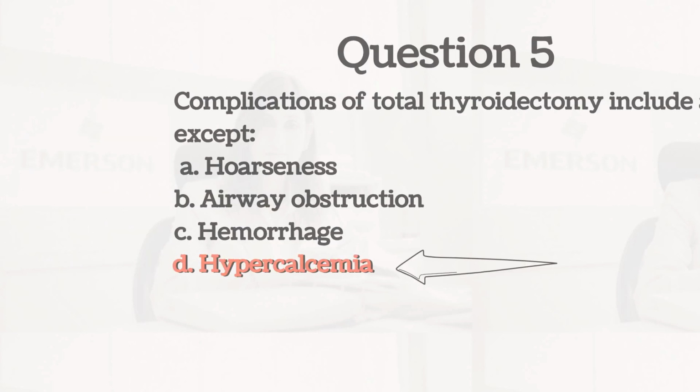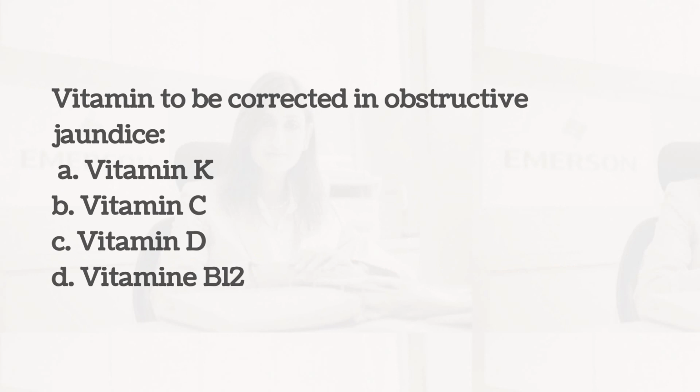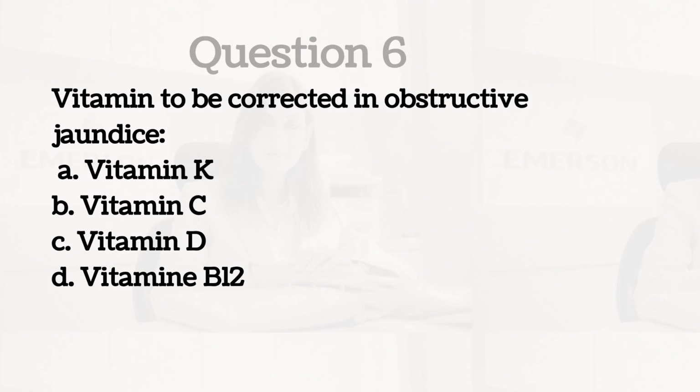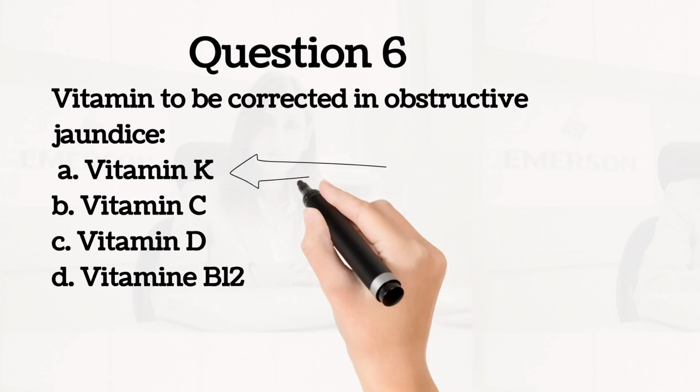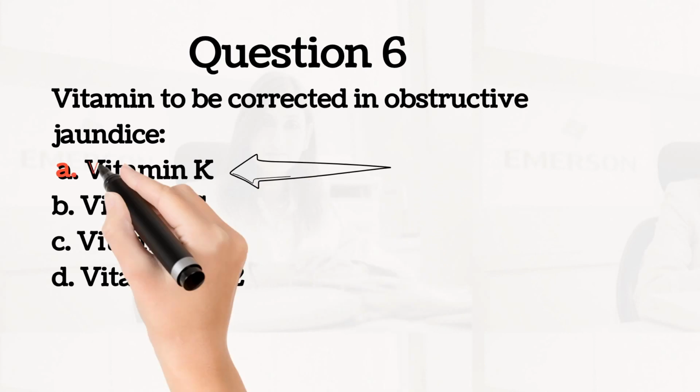Question 6: which vitamin should be corrected in obstructive jaundice? A. Vitamin K, B. Vitamin C, C. Vitamin D, D. Vitamin B12. I'm sure by now you must have paused the video somewhere. So here comes the answer. The answer is A, which is vitamin K. That's the answer for question 6, the vitamin that should be corrected in obstructive jaundice.